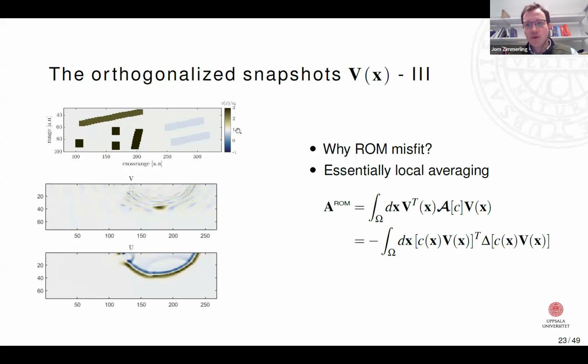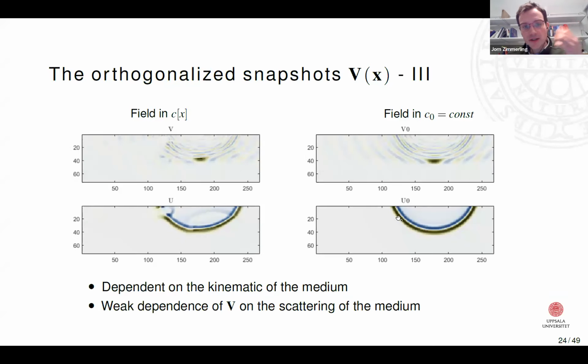And you may then ask, why would this ROM misfit actually work? It's essentially a local averaging of your operator, and as I've already shown, a true finite element approximation of this operator leads to a good objective function. Here, we use these V functions rather than a finite element basis, because this gives us a computable misfit function.